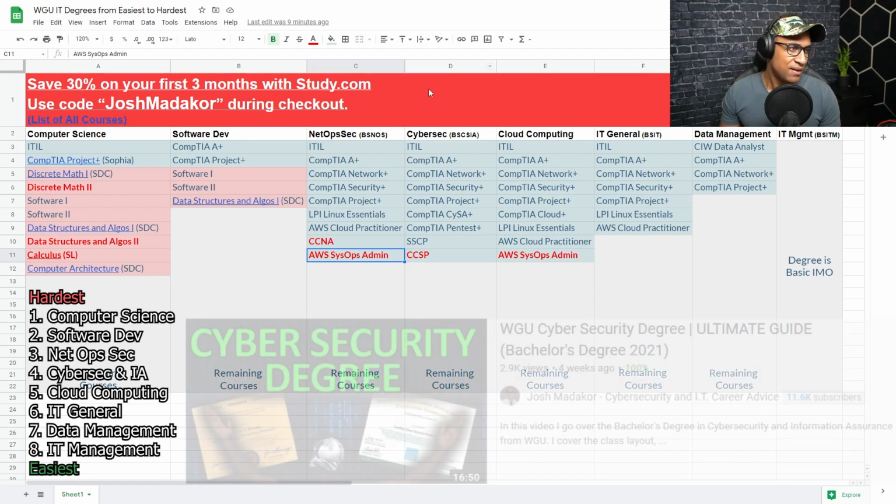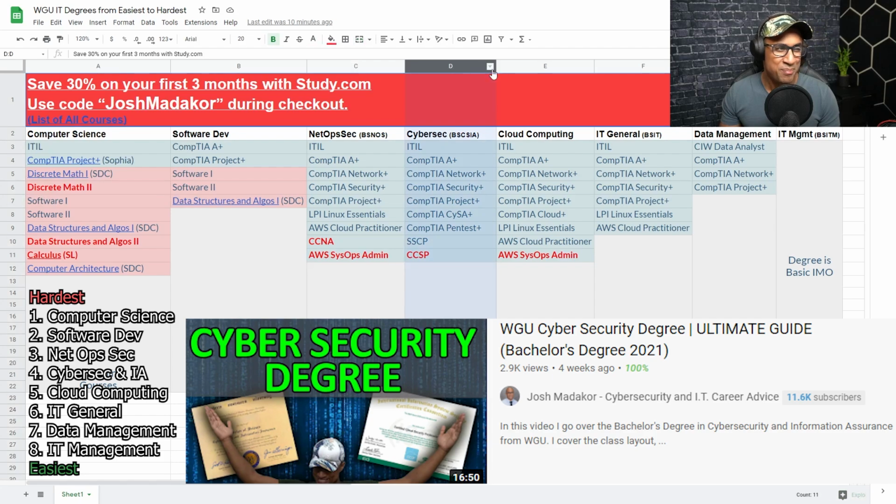Next, we have cybersecurity and information assurance. In my opinion, these two can potentially tie in terms of difficulty. It just depends on what you find more interesting. But again, a whole bunch of CompTIA certs. Cybersecurity Analyst, this cert's pretty cool. It teaches you the basics of working in a SOC as a security analyst. PenTest, the basics of offensive security offered by CompTIA.